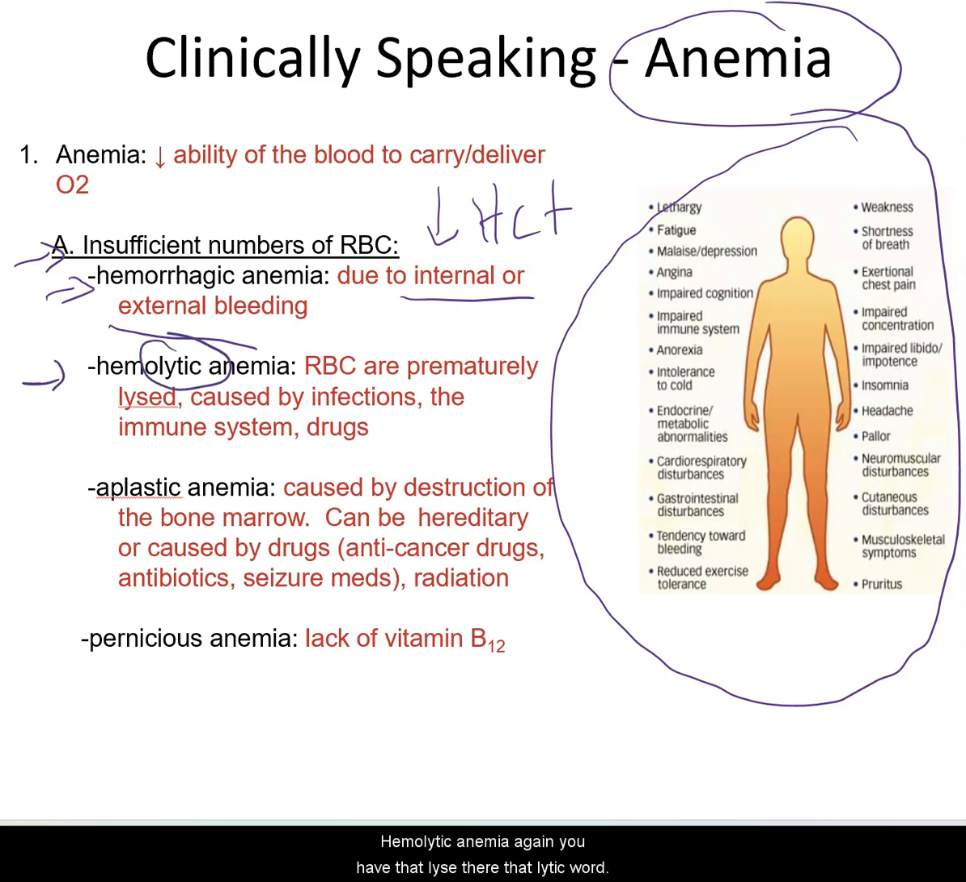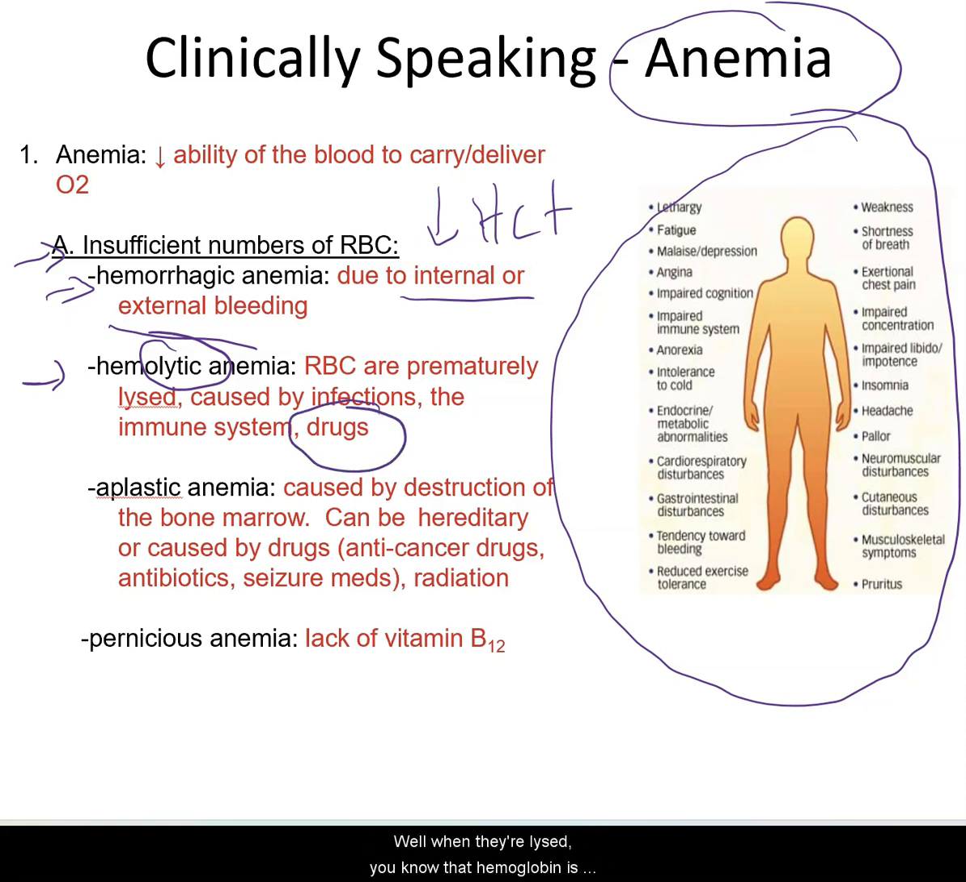Hemolytic anemia, again, you have that lyse there, that lytic word. This is when your red cells are lysed prematurely. Now, normally about 10% die just because, remember, they only live 3 to 4 months anyway, and that's normal. But if more than that are dying, it's usually because they're being attacked by something. So they could be attacked by bacteria or bacterial toxins. Your own immune system might attack them, or different drugs and medications can do this.